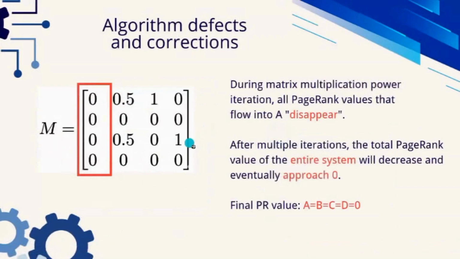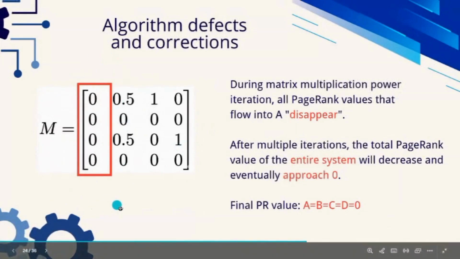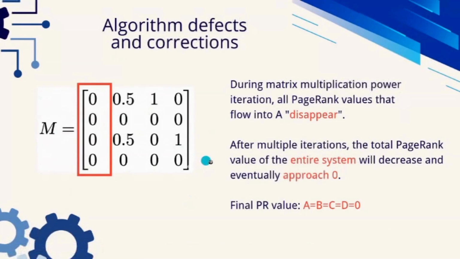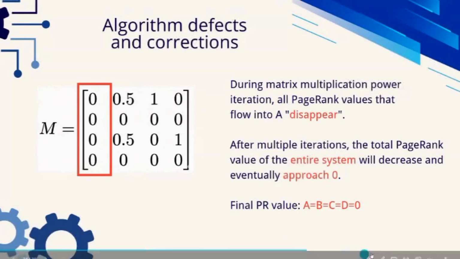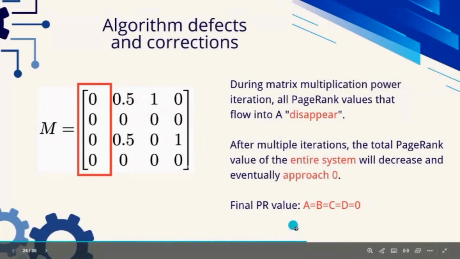So what's the problem with the matrix? The first column of the matrix is all zeros, and it will cause all PageRank values to flow into A and disappear, which means after multiple iterations, the entire system will decrease and approach zero. All of the PageRank values will become zero in the end.